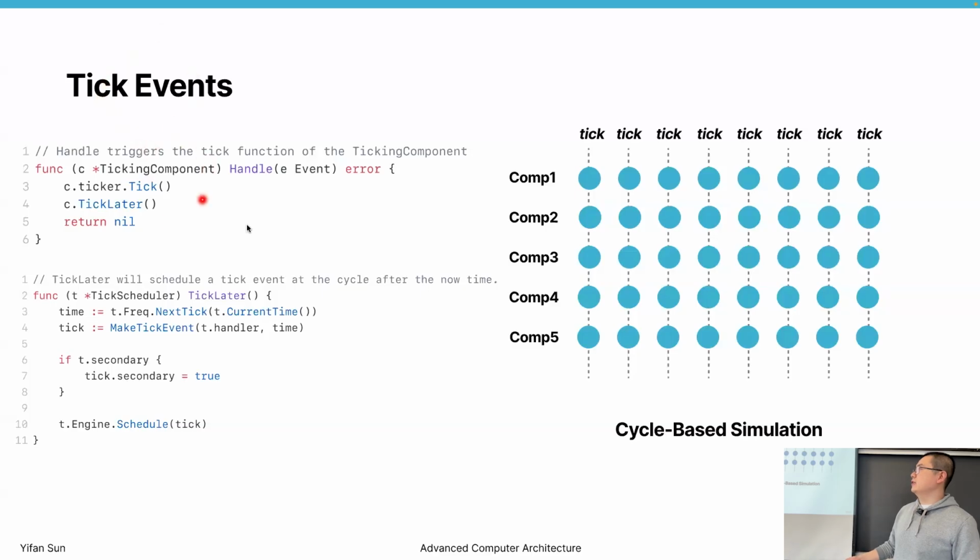Now, in the next cycle, there will be another tick event, which is this e, then this handle function will be called again. So again and again, these components will tick, right? Then what's in the TickLater function is to use the frequency to calculate the next tick and make a tick event, and consider if it's secondary or not. Then we schedule a tick. If you don't consider the secondary part, this is very easy. We basically calculate the time, create an event, then at the end schedule the event so that it can happen in the next cycle. Okay, very simple code here.